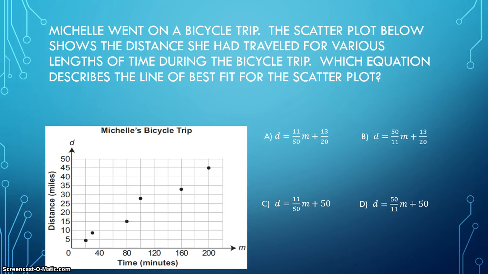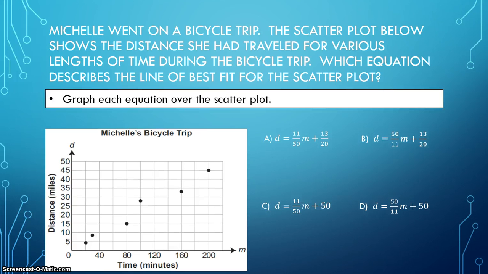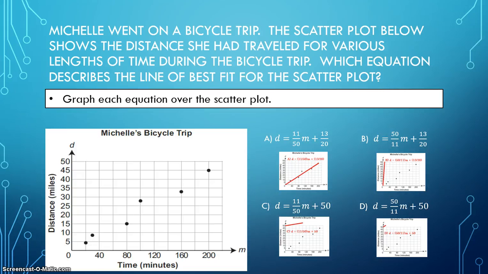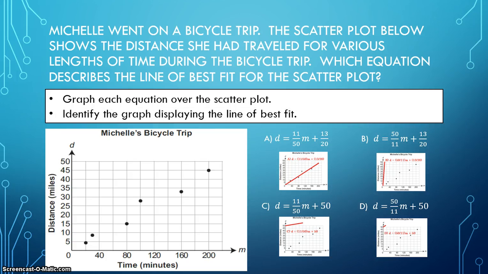Alright, we have our answer choices, and if you notice, our answer choices are linear equations. And it wants to know which one of those actually represents the line of best fit. Well, to determine that, you're going to have to graph each equation over the scatter plot. So once we graph them, as you can see, I graphed them, and we have our graphs right there. Once we have them graphed, we're going to have to identify the graph displaying the line of best fit. So in other words, we're going to see which line graphed is really closest to the points.